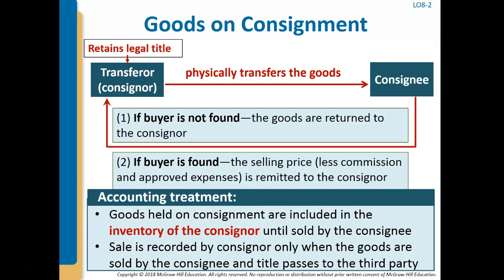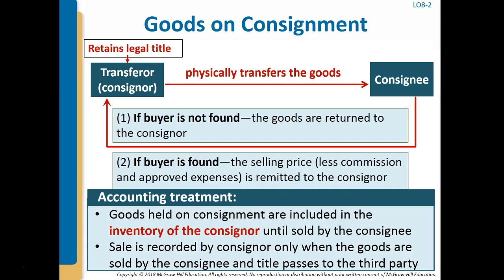Sometimes a company arranges for another company to sell its products under consignment. The goods are physically transferred to the other company, but the transferor, the consignor, retains legal title. If the consignee can't find a buyer, the goods are returned to the consignor. If a buyer is found, the consignee remits the selling price less the commission and approved expenses to the consignor. The sale is not complete, or revenue is not recognized, until an eventual sale to a third party occurs. As a result, goods held on consignment are not included in the consignee's inventory.